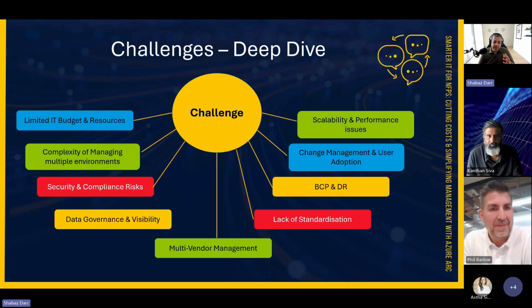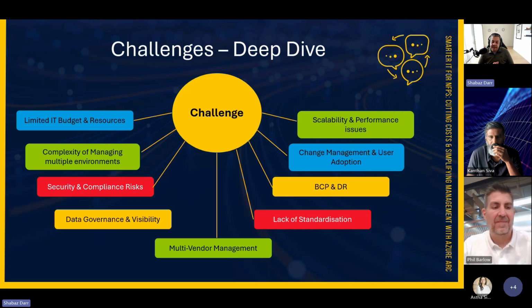What I'd like to do is go a bit more granular now with some of those challenges. Obviously, we've spoken at a higher level. We've mentioned things like limited IT budgets and the complexity of managing multiple environments. I think later on in this panel discussion, we've got a use case which touches on that. Securing compliance risks as well, that sort of data governance, and visibility into where the data is and how best to use it.